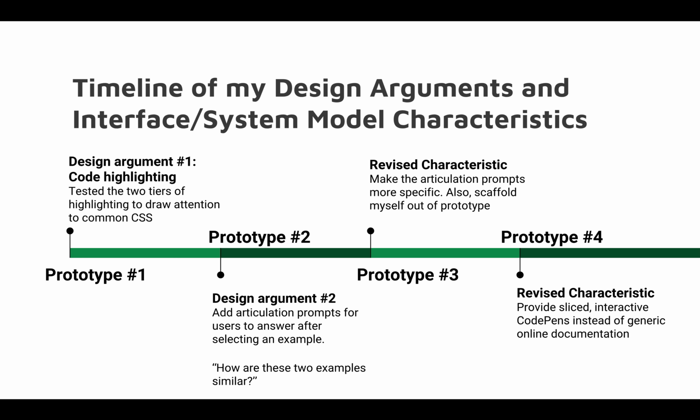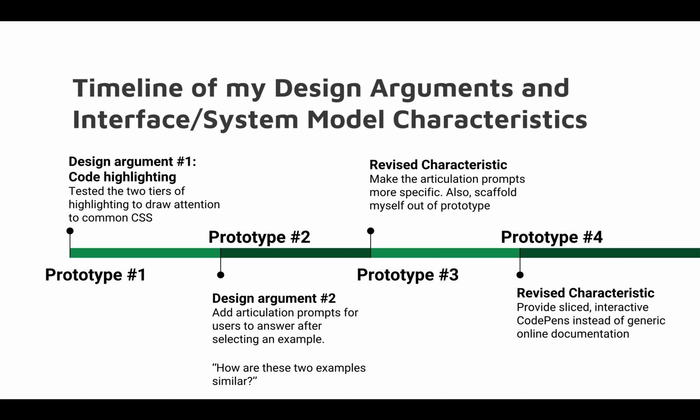So to get a better picture, because I went through so many different iterations and prototypes, here's a general timeline of each prototype, what characteristics and design arguments they reflected, and what I added with each iteration. My first prototype, which I tested during status update, mainly implemented just the design argument about code highlighting. I tested 2 tiers of highlighting, which I'll describe later in more detail, to draw attention to the common lines of CSS across examples.